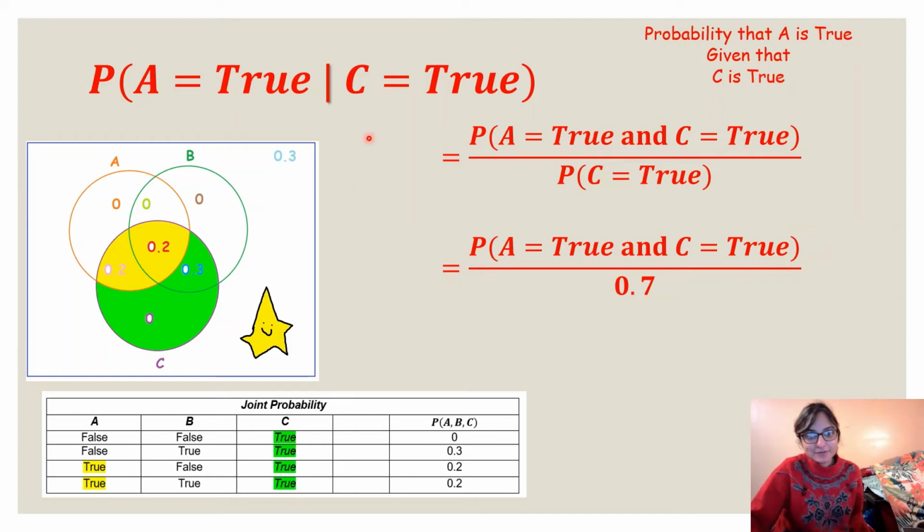So what we want to find now is what the probability that A equals true and C equals true will be. But we already know that the denominator for P(C equals true) will be 0.7. So that's what we added in. The 0.7 was given by adding up all these probabilities that C is true.